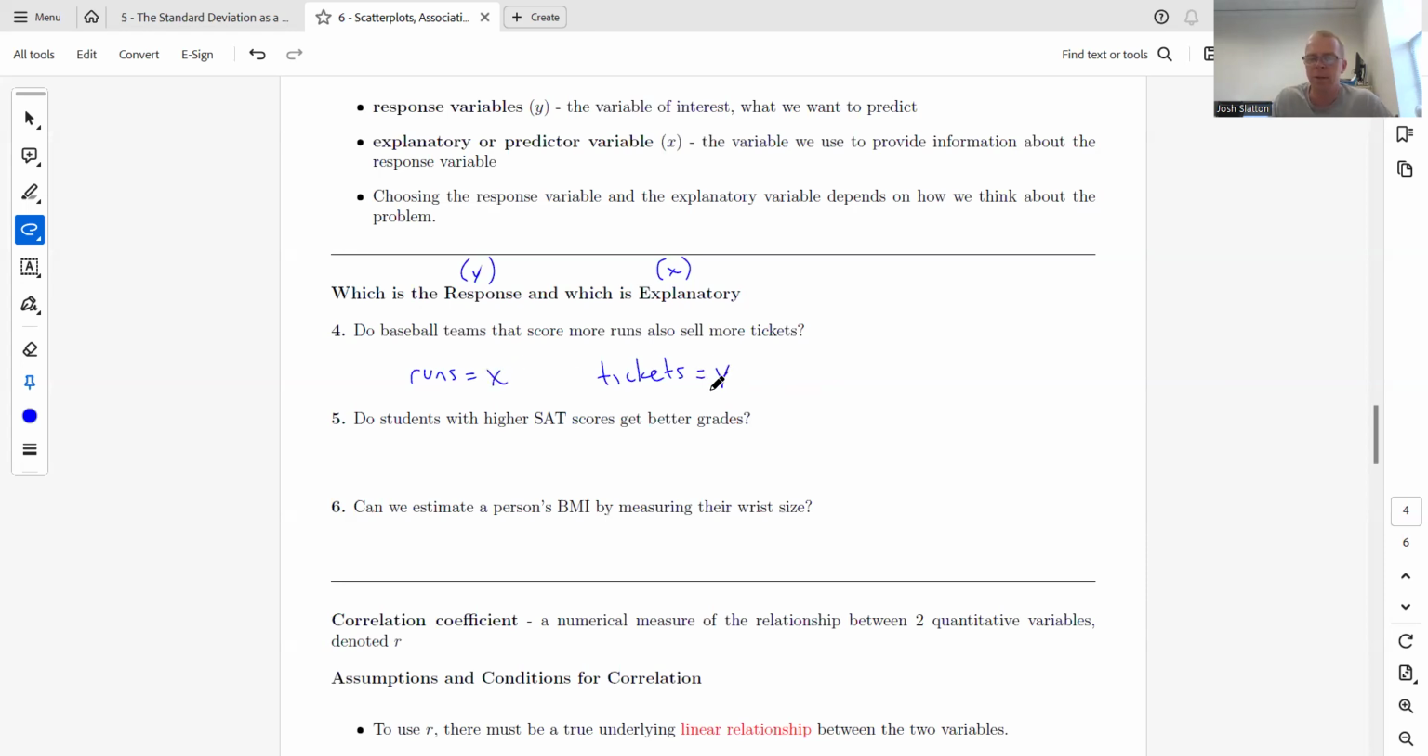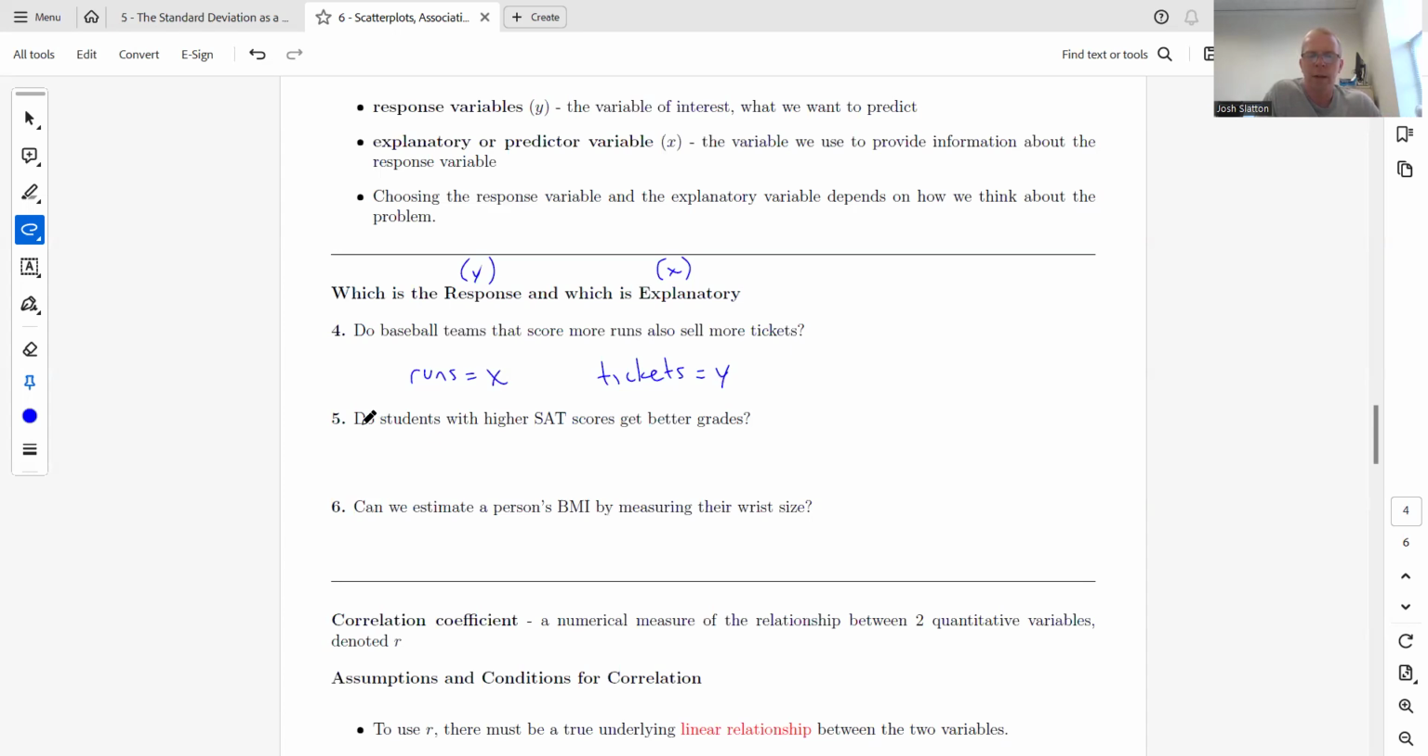And the reason I say that is because we're going to talk about causation in a minute, and you don't really want to assume that X is causing Y to go up or down. But you can use which one comes first and make a prediction on the one that comes second. And so that's kind of what we're doing here. But we're not assuming that scoring more runs causes more tickets to be sold, although that could be the case. But that's not what we're saying here, and that's not what we're looking at.